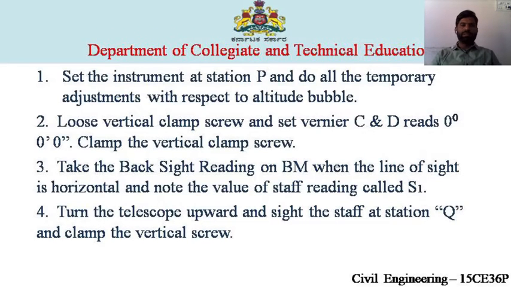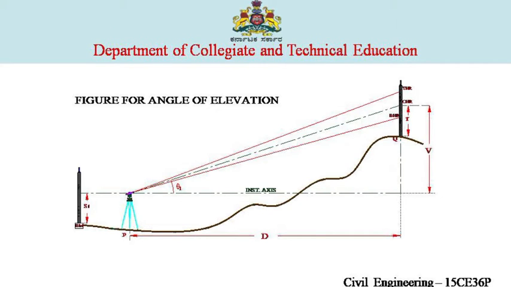The third step is take the backside reading on the benchmark when the line of sight is horizontal and note the value of the reading called S1. So after making the telescope truly horizontal, we need to take the backside reading at the staff held at the benchmark with a horizontal line of sight, and note down the reading as S1.